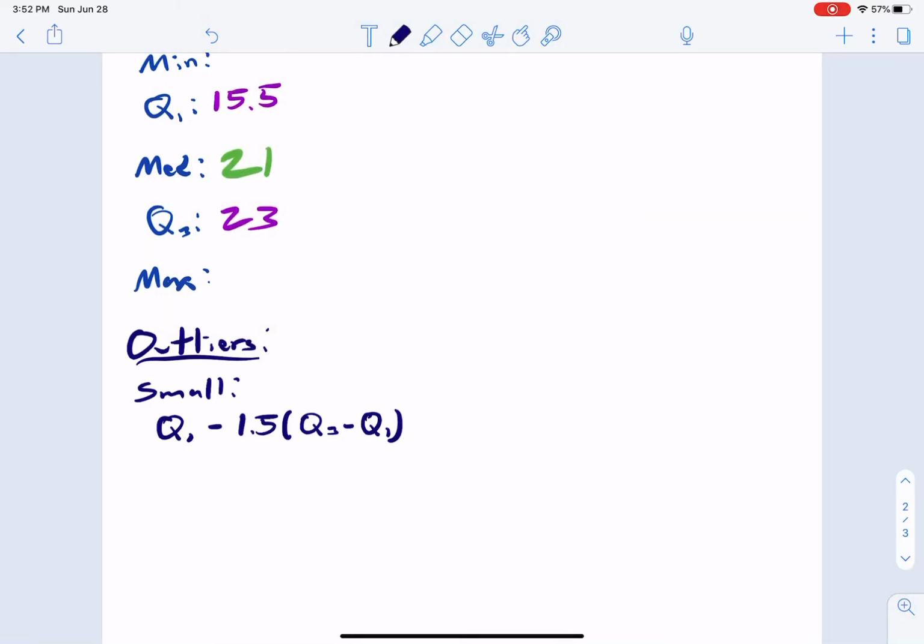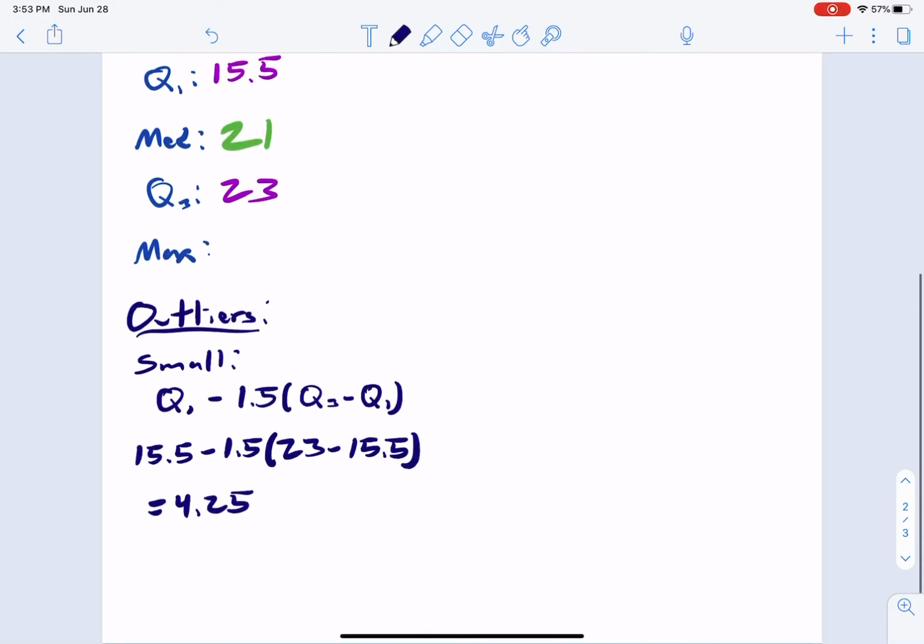Okay, so that's going to be 15.5 minus 1.5 times 23 minus 15.5. I do all of this real quick. Feel free to fast forward this. I say it all the time, but it's okay if you do fast forward it, because I know you have a busy life. I know you do. All right, here we are. So that's going to be 4.25. Okay, so that's easy enough.